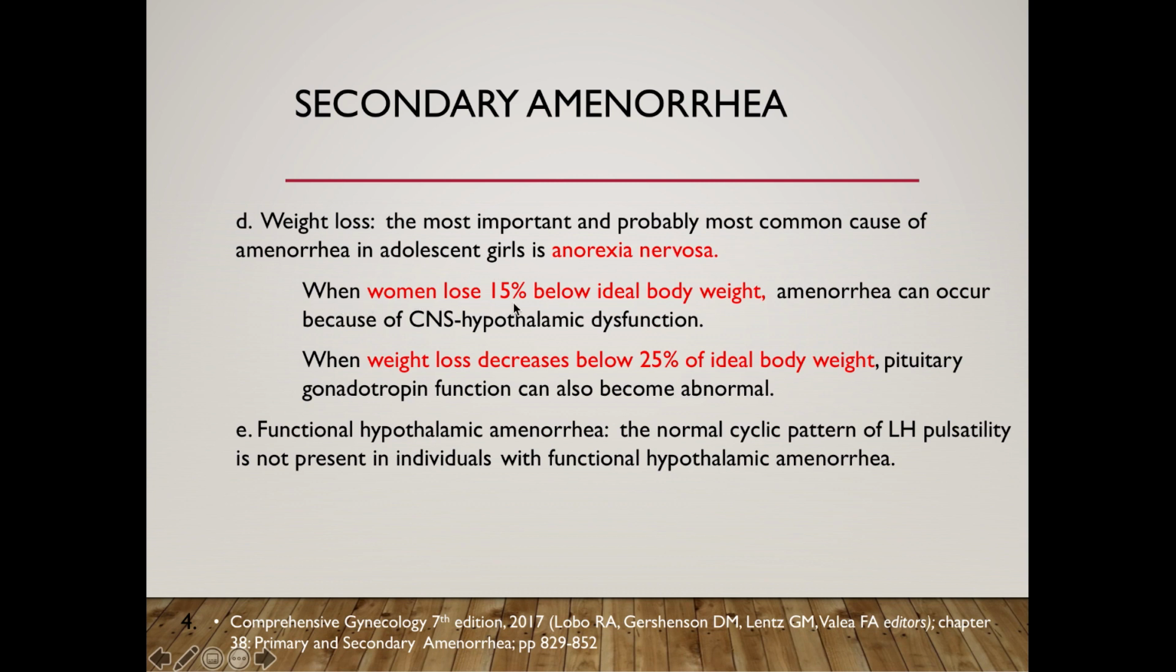Now, when women lose 15% below ideal body weight, amenorrhea can occur because of CNS hypothalamic dysfunction. And when weight loss decreases below 25% of ideal body weight, pituitary gonadotropin function can also become abnormal. And also, as an example under this classification is the functional hypothalamic amenorrhea, and the normal cyclic pattern of LH pulsatility is not present in individuals with this condition.